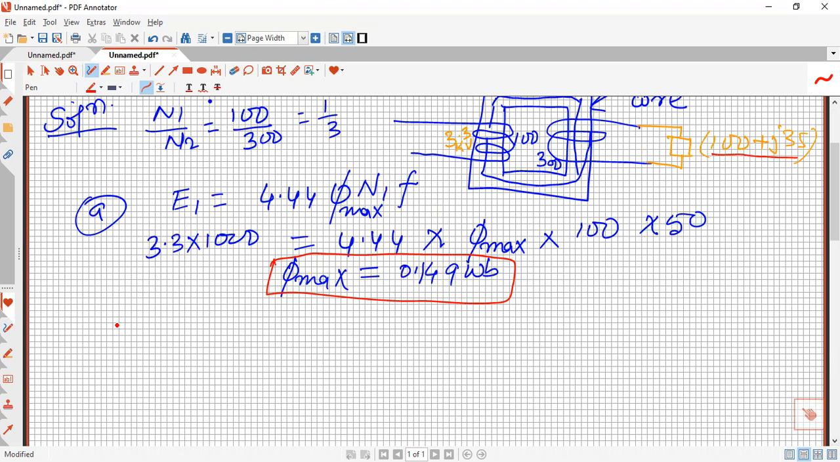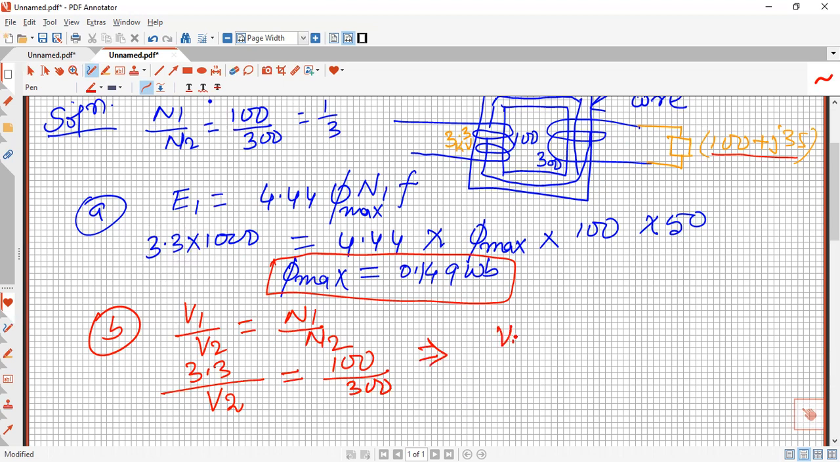And the secondary voltage we have to calculate, so V1 by V2 equal to N1 by N2. Here V1 is 3.3 kilovolt and V2 is unknown, N1 is 100 and N2 is 300. After solving this relation, we will get V2 equal to 9.9 kilovolt. V2 is now known, so secondary current I2 will be, by Ohm's law, V2 by Z2, that is 9.9 kilovolt divided by Z2, which is 100 plus j35.